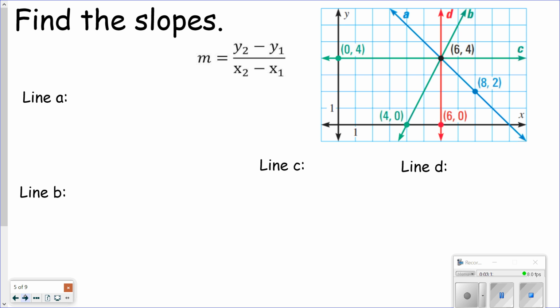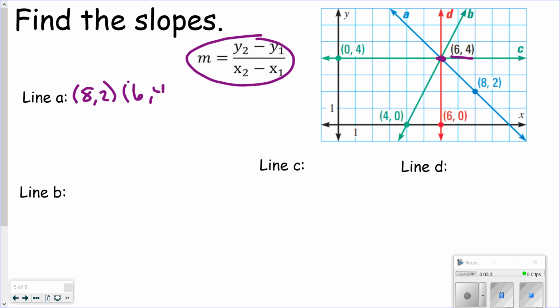All right, so I have different lines here, and I want to find the slopes of all these lines. So here's my slope formula if you need this. All right, so let's look at line A, which is the blue line. My 2 points that they give us are that blue coordinate, which you see is 8, 2. And then if you look at this point here, 6, 4, that's also on the blue line, so I'm going to use that, 6, 4.